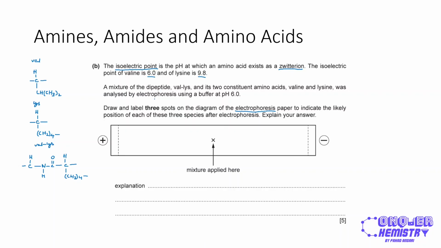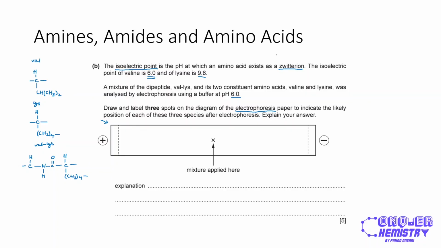So we have been given the isoelectric points of valine and lysine, and basically what happens in electrophoresis is that you dip the electrophoresis paper, shown over here, in a buffer solution of a certain pH, and then you try to pass a current through this. And the buffer in this question is at a pH of 6.0, which is equal to the isoelectric point of valine. So valine in this buffer solution at this pH will exist as a Zwitter ion.